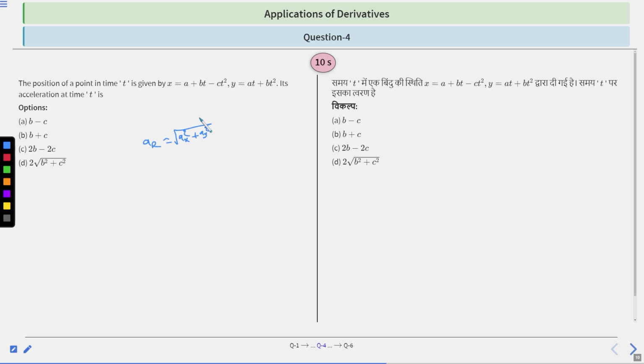After finding velocity, we will differentiate velocity again to get the acceleration in x and y direction, right? Clear? So acceleration is basically d square x by dt square in the x direction, and acceleration in the y direction will be d square y by dt square. Clear? Okay.